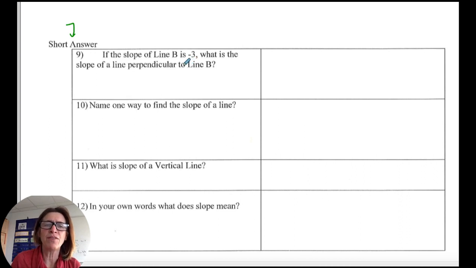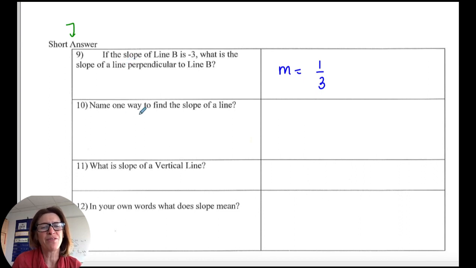So if the slope of line B is -3, what is the slope of a line perpendicular to line B? I saw some really good work there. You noticed it has to be the opposite reciprocal, so 1/3. Now remember, parallel lines have the same slope. Perpendicular lines have opposite reciprocal slopes.